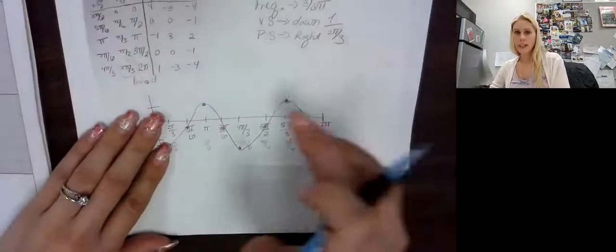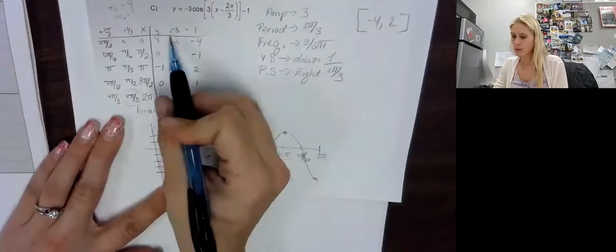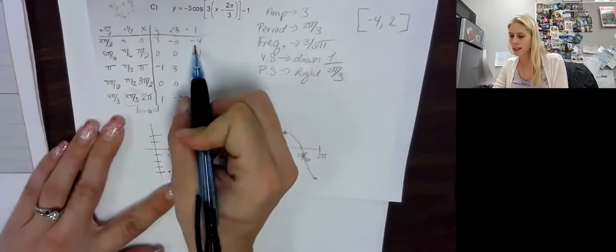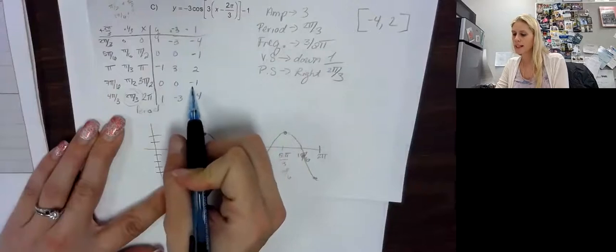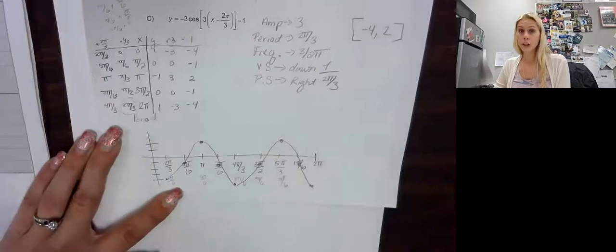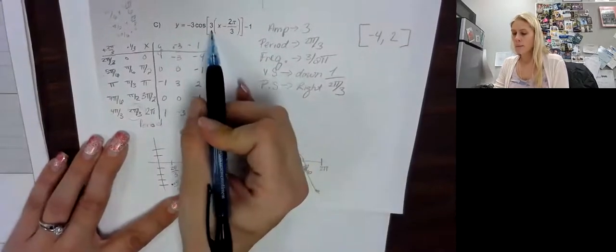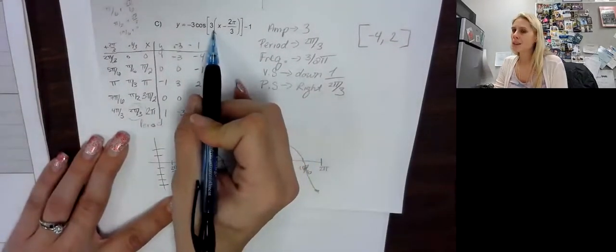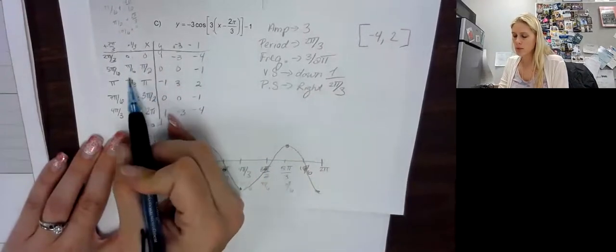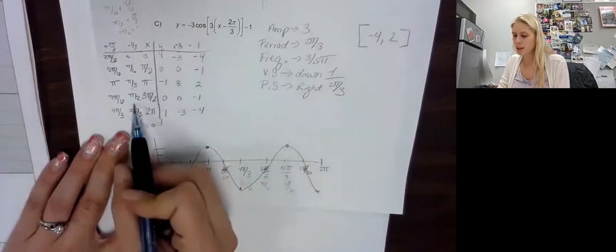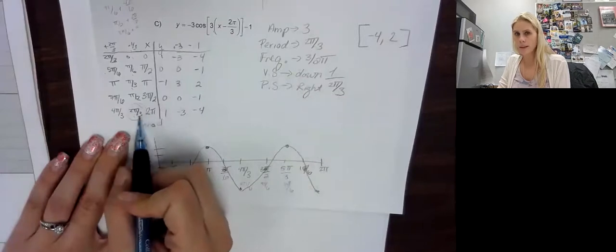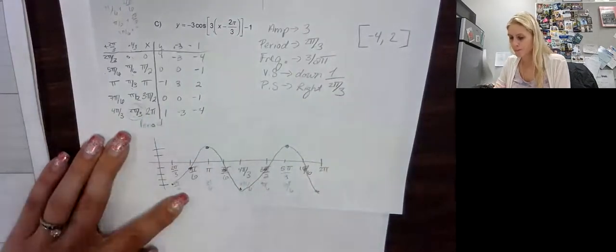So what we get for an answer is we're going to multiply it by -3 and then subtract 1. So we get -4, -1, 2, -1, -4. Our range goes from -4 to 2. Okay. Remember, this is multiplying by 3 on the inside, so we have to multiply by 1/3. Okay. 0, pi over 6, pi over 3, pi over 2, and 2 pi over 3. And what do you know? That is our period. It's good.